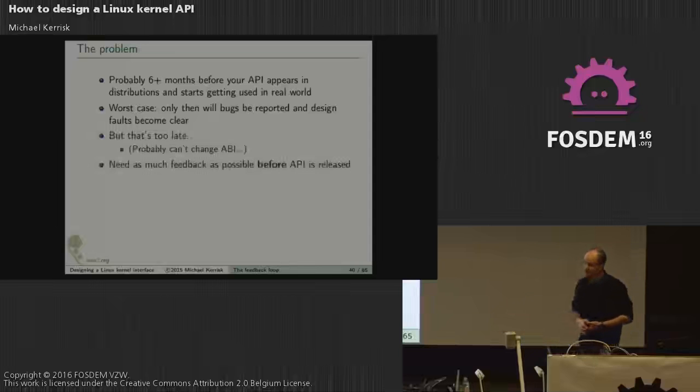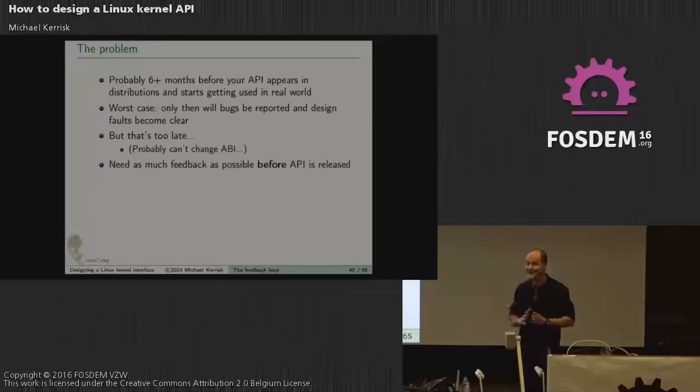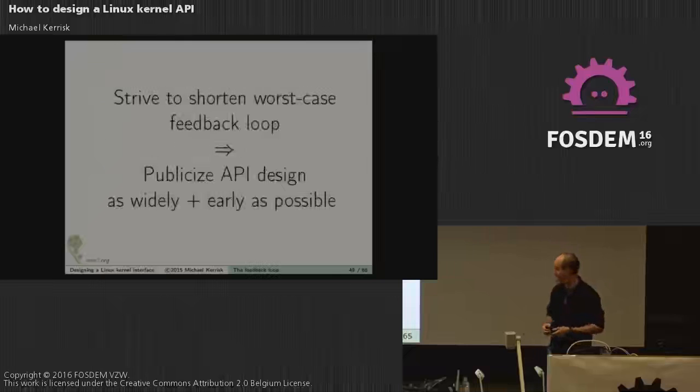And by then it's probably too late to fix anything because you've now got a solidly fixed API, and if there are design faults in it, it's probably not possible to fix that API without breaking at least some applications that already use that API. Or to put things another way, what you really want to get is as much feedback as you possibly can before an API is released.